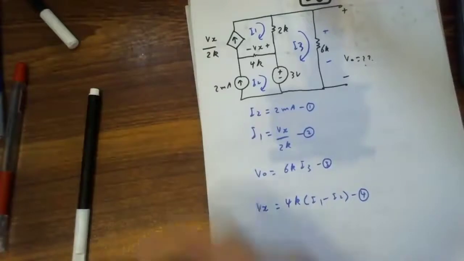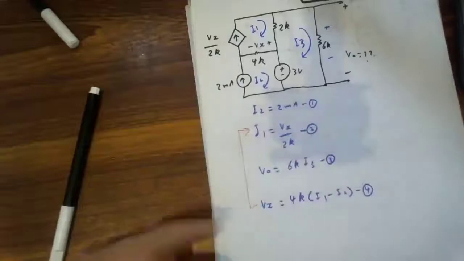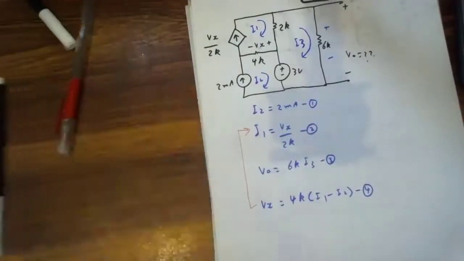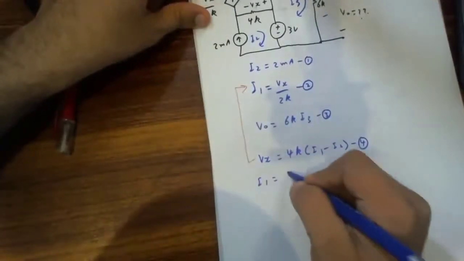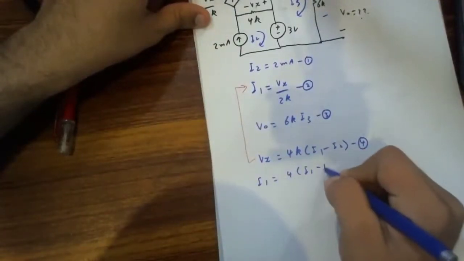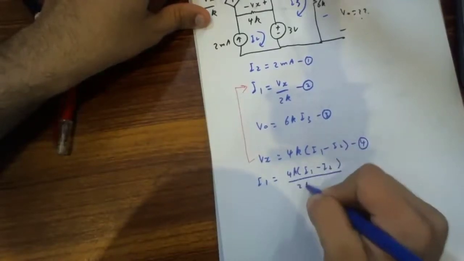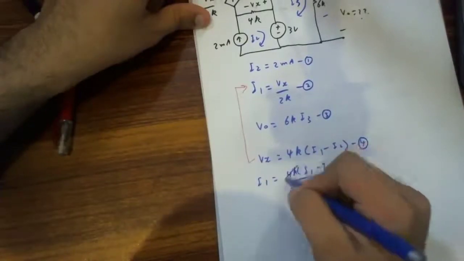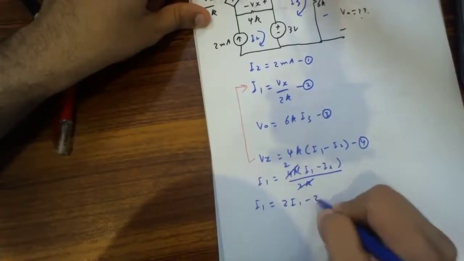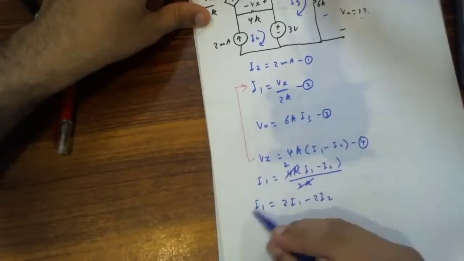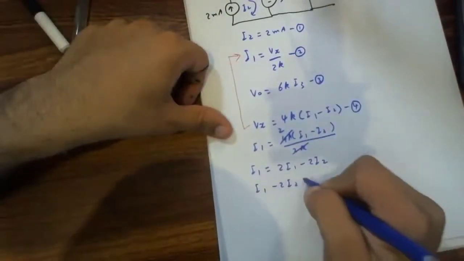ठीक हो गया. अब आप क्या कीजिए, ये इक्वेशन नंबर 4 को इक्वेशन नंबर 1 के अंदर सब्स्टिट्यूट कर दीजिए, तो आपके पास क्या आ जाएगा, you will obtain I1 is equal to 4k into (I1 minus I2) divided by 2k. यहाँ पे 2 आ जाएगा. So this will become I1 is equal to 2I1 minus 2I2. ये I1 को आप राइट हैंड साइड पे ले आइए, तो आपके पास क्या बन जाएगा, I1 minus 2I2 is equal to 0.